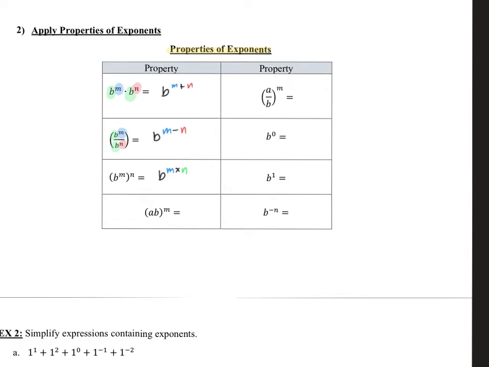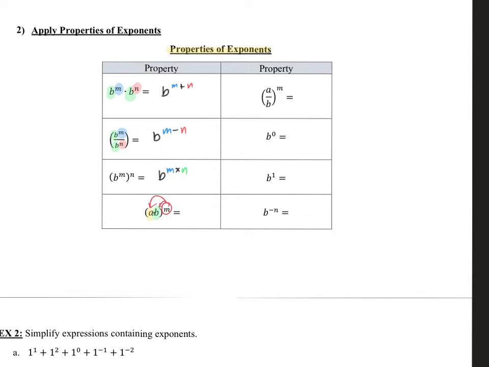Alright, and the next one we have, well, we have a new guy in this game. We've got a. So we have a and b, they're different. But notice they are being multiplied together, and they're being raised to the same power. So we can call this sort of the distributive rule of exponents.